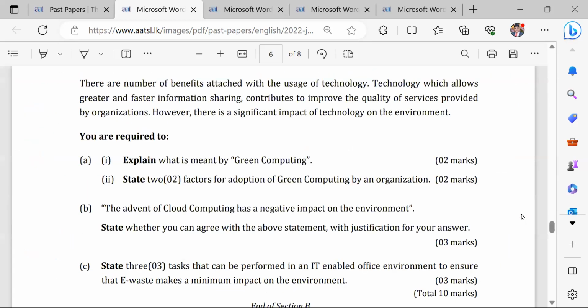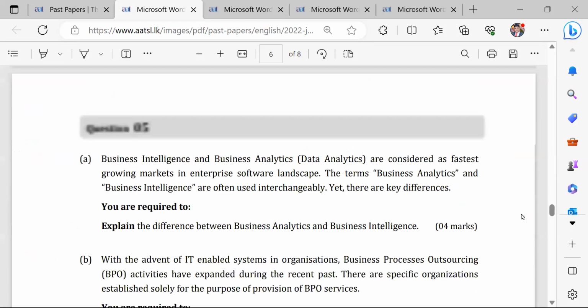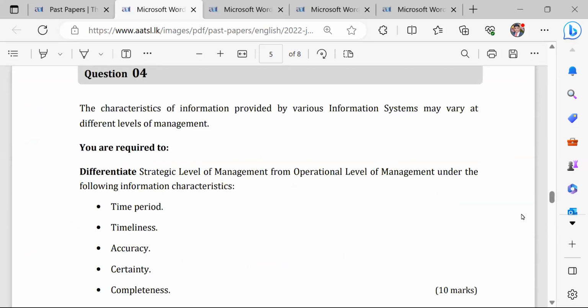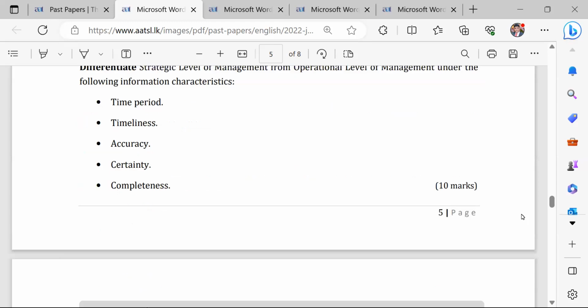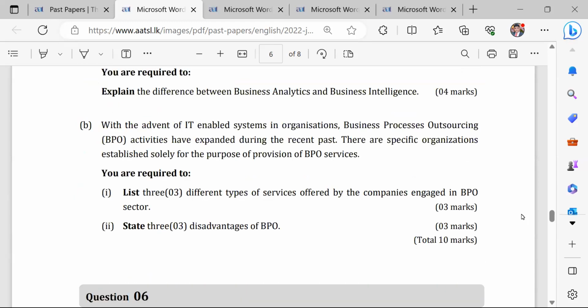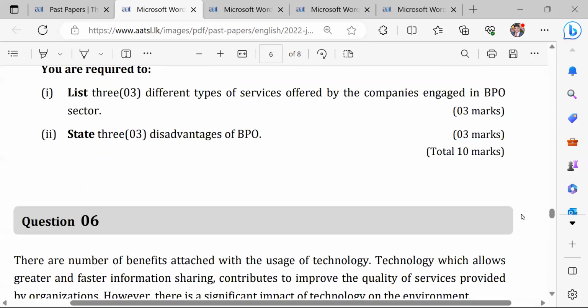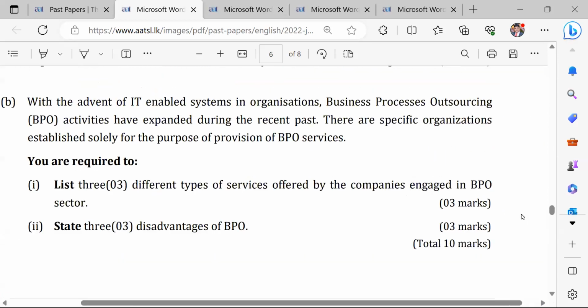Then definitely you have to answer what is information, what is data, the difference between these two, characteristics of good information, everything. If you go through a few papers, at least 2-3 papers, then you will be confident for the examination.